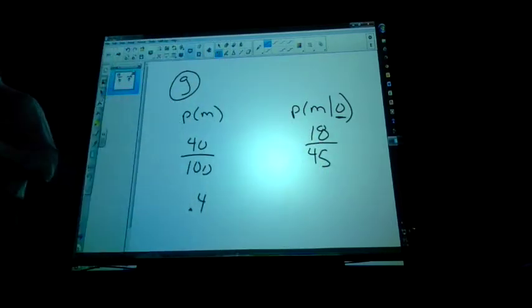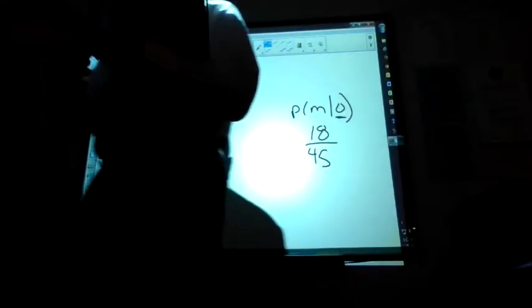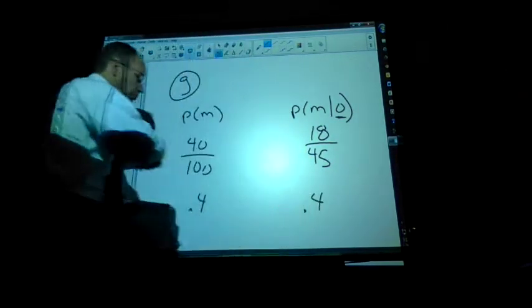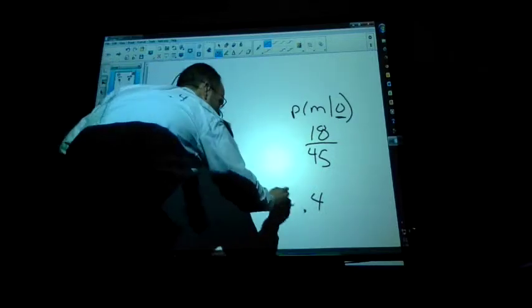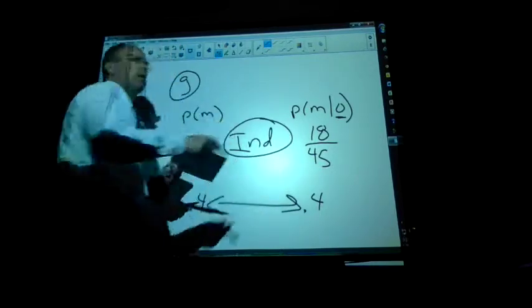Does somebody have a calculator real quick? Just go 18 divided by 45, please. Thanks, Cupcake. 0.4? 0.4. Is 0.4 and 0.4 the same thing? So these both match. So these are independent of each other.